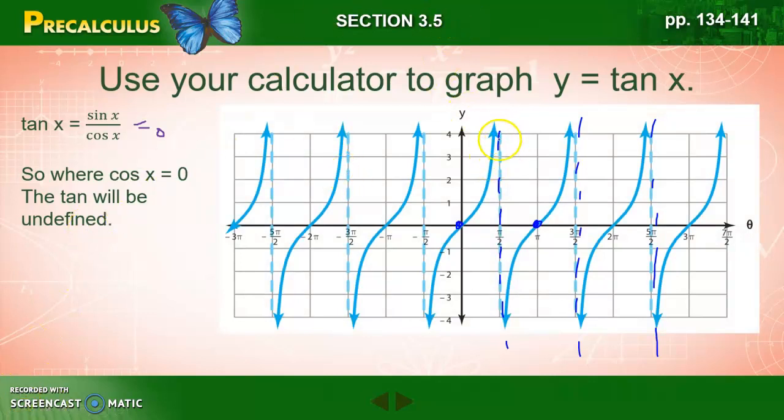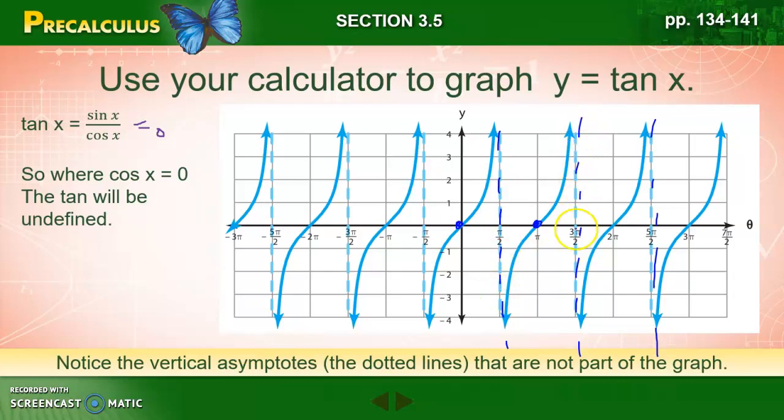So you can see at pi over 2, 3 pi over 2, 5 pi over 2, etc., we have these dotted lines. And these dotted lines represent vertical asymptotes. Those are those places where a function cannot cross. They're not part of the graph, but they show us that no values exist there. It's undefined. Okay, and the rest of our function looks kind of like these squiggles.